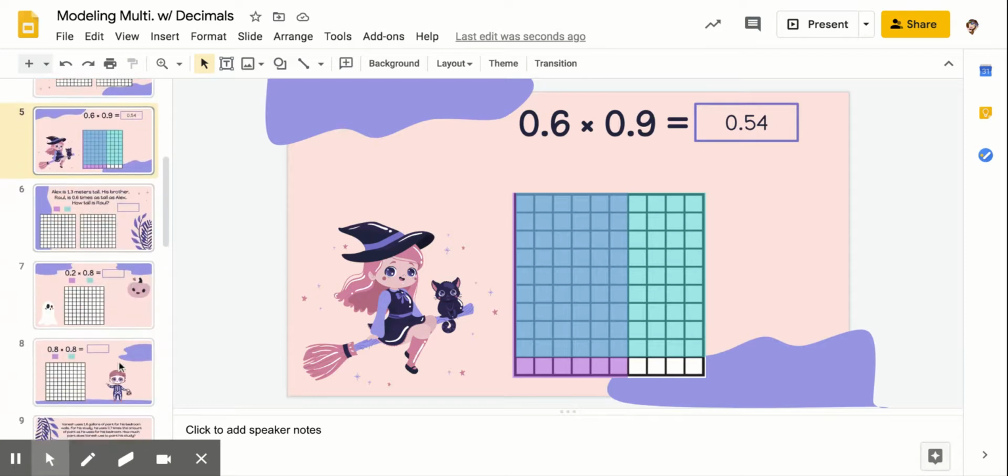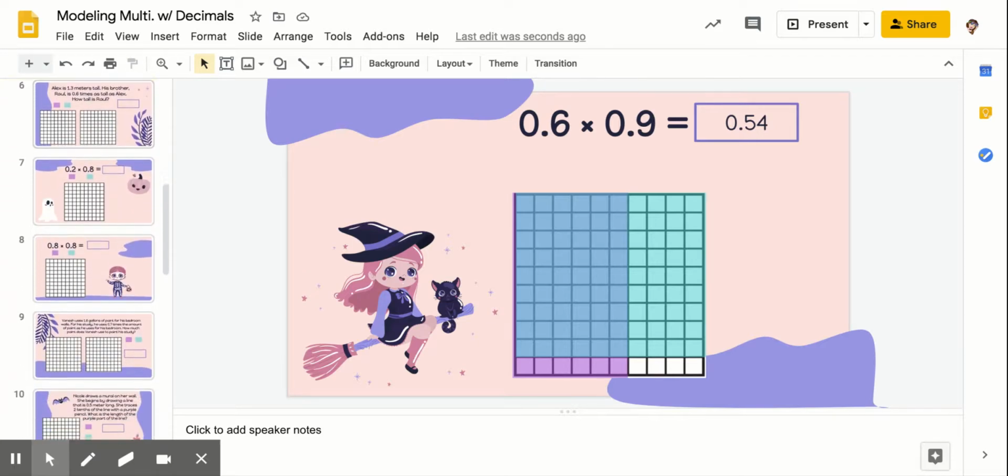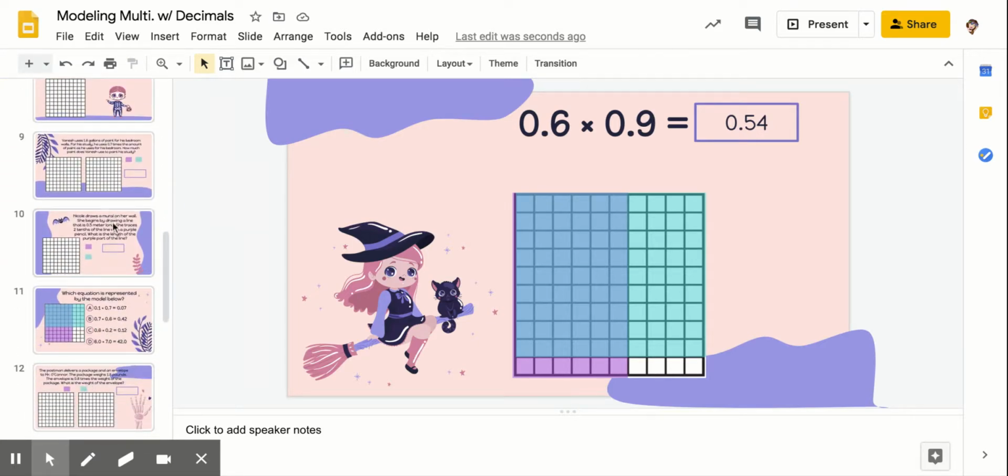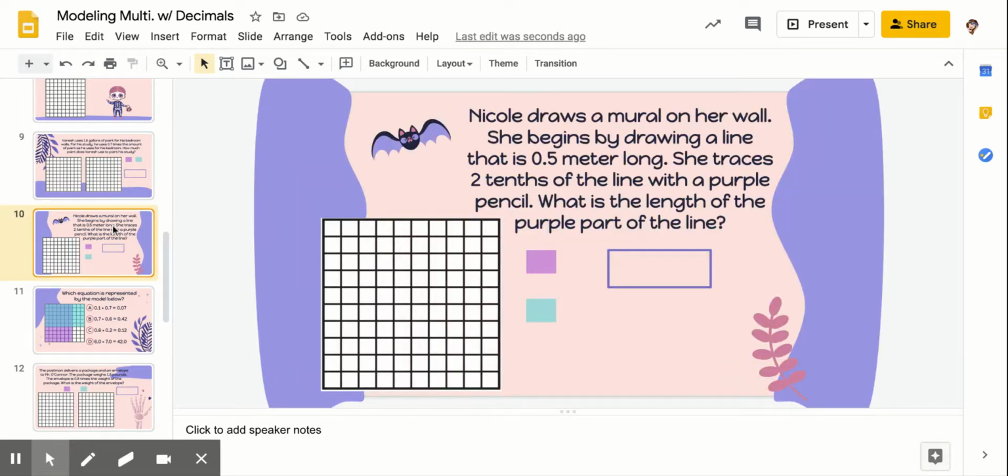Let's do one more. Let's look at this one, number 10. So it says, Nicole draws a mural on her wall. She begins by drawing a line that is 5/10 meters long. She traces 2/10 of the line with a purple pencil. What is the length of the purple part of the pencil? Or purple part of the line, sorry.